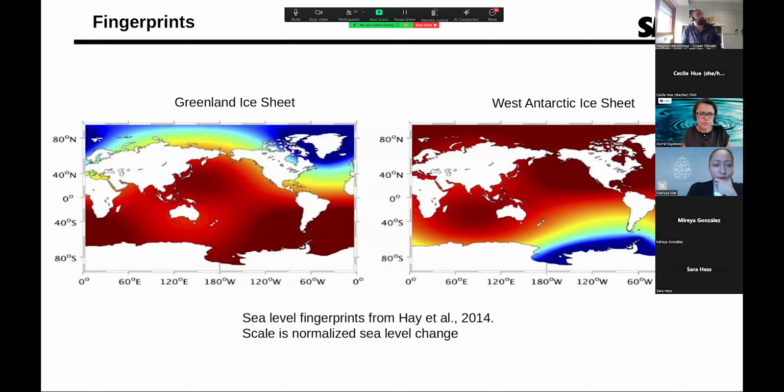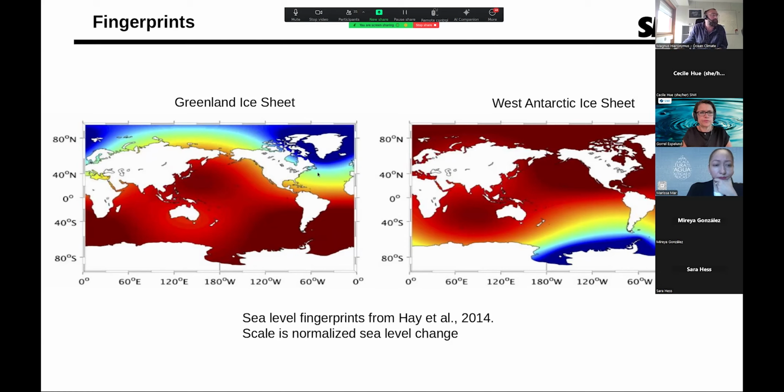And you can see basically how this looks on a map. Here I have such a melting pattern, one for Greenland on the left and one for West Antarctica on the right. And the blue colors here indicate, if you have a melt point on Greenland, where the sea level falls, and the dark red is where it rises the most.